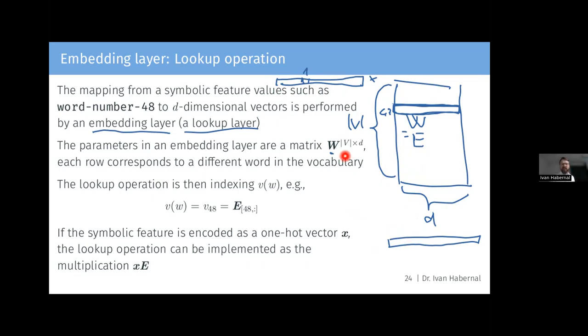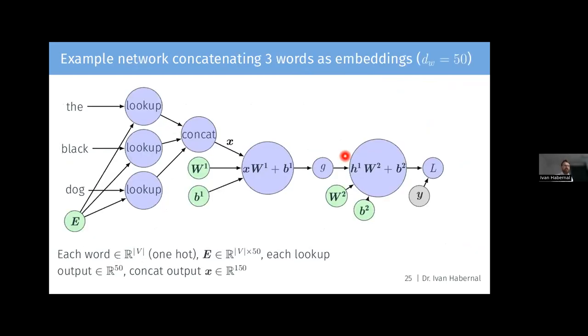So how does the embedding layer look in the model we had before? Let's make it very explicit here. Before, we had this multi-layer perceptron, right? Everybody's with me. So input features, first layer, then second layer and output, or the hidden layer and output layer, and the loss and the examples. We've seen this before. Now what we're going to add is a couple of operations. For example, this is a network which takes three words and the embedding size is 50. So here I have three inputs, and the example here is the black dog.